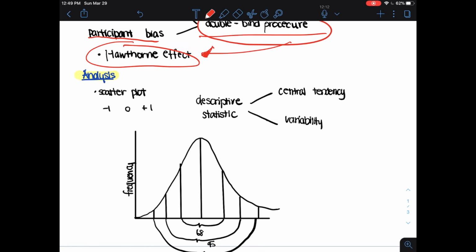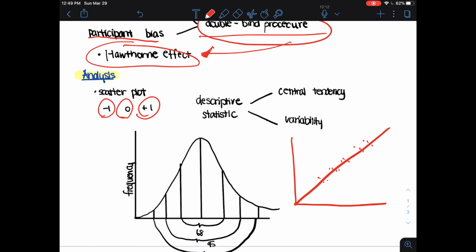Now moving on to the analysis of statistics. You have a scatter plot, which is when you put all of your statistical data onto a set of axes and then you draw a line of best fit in order to measure the relationship between the two variables. And then you have -1, 0, and +1. -1 means you're perfectly negative, so as one increases, the other decreases. 0 means that there's no relationship between the variables, and +1 means that as one increases, the other one increases too.